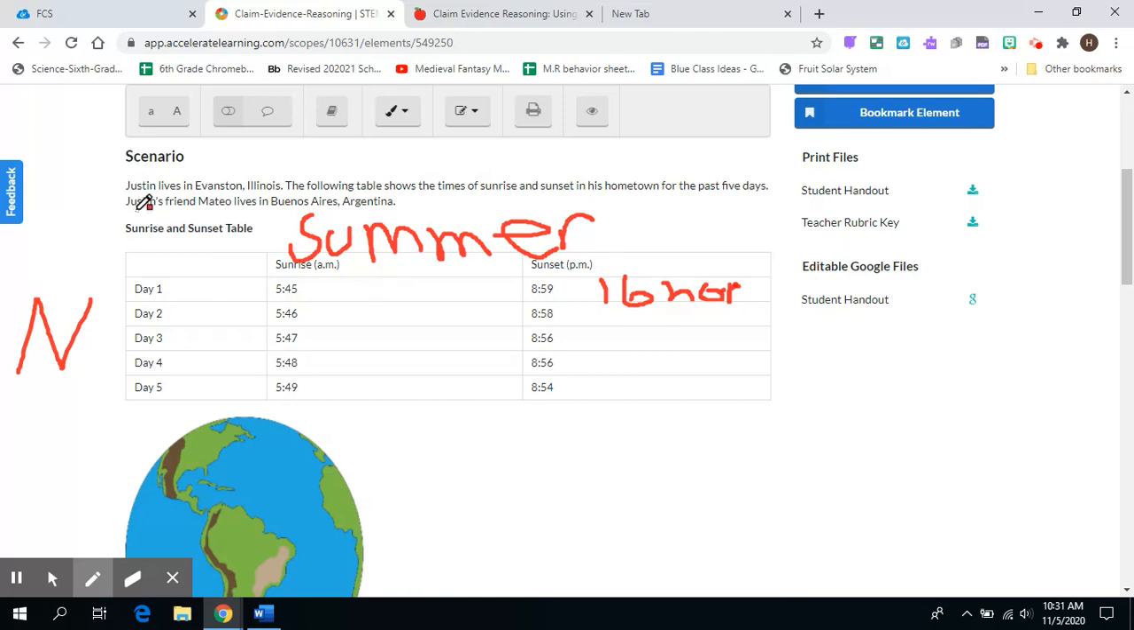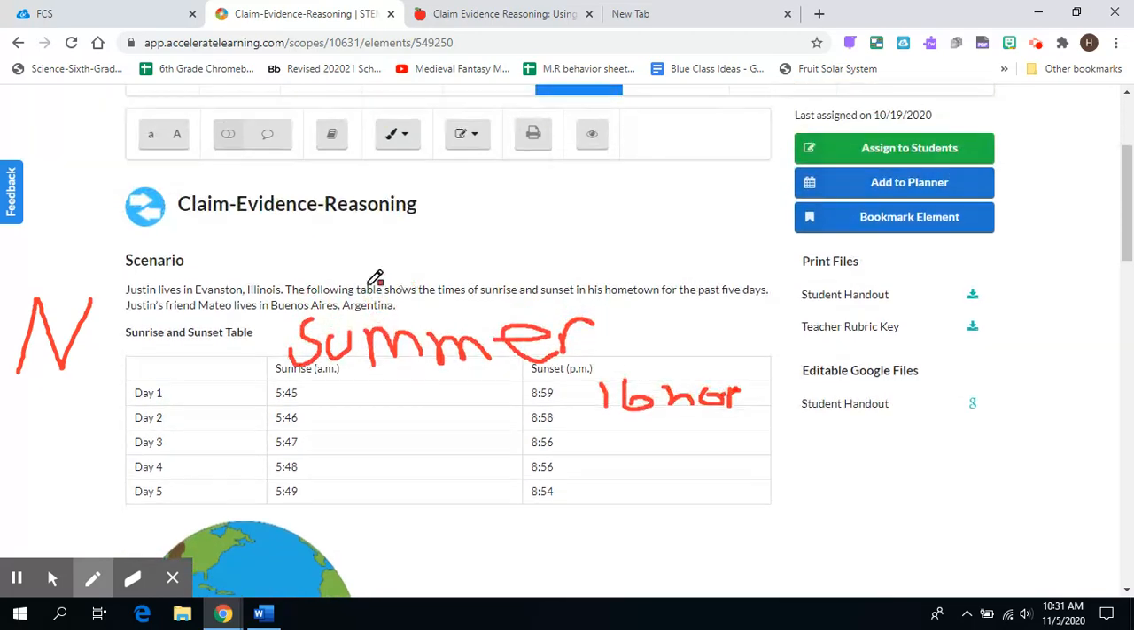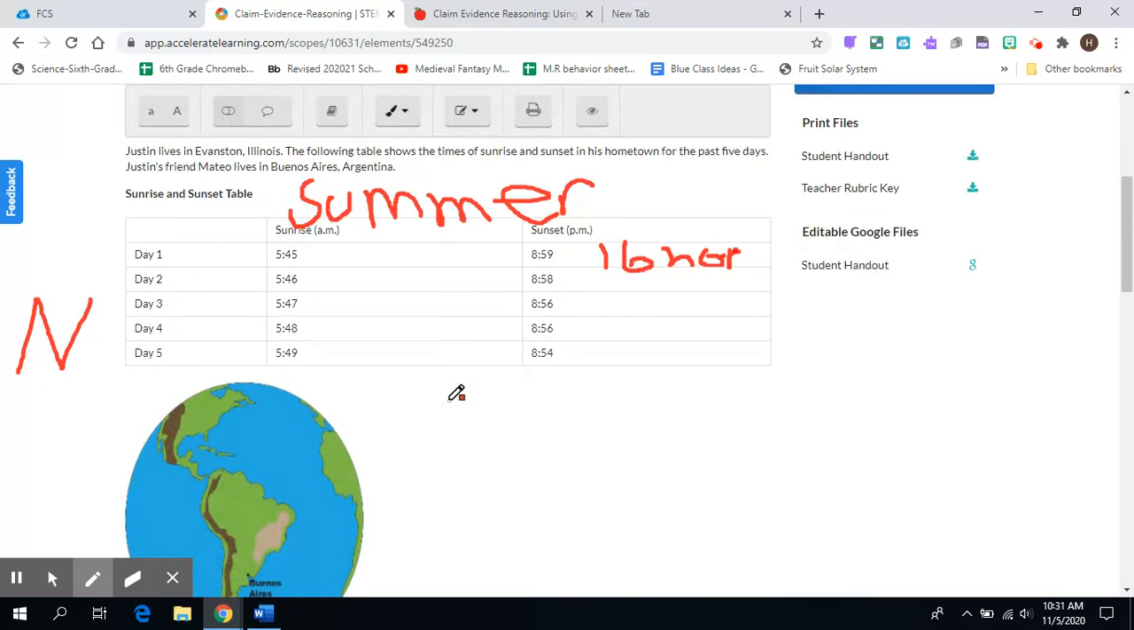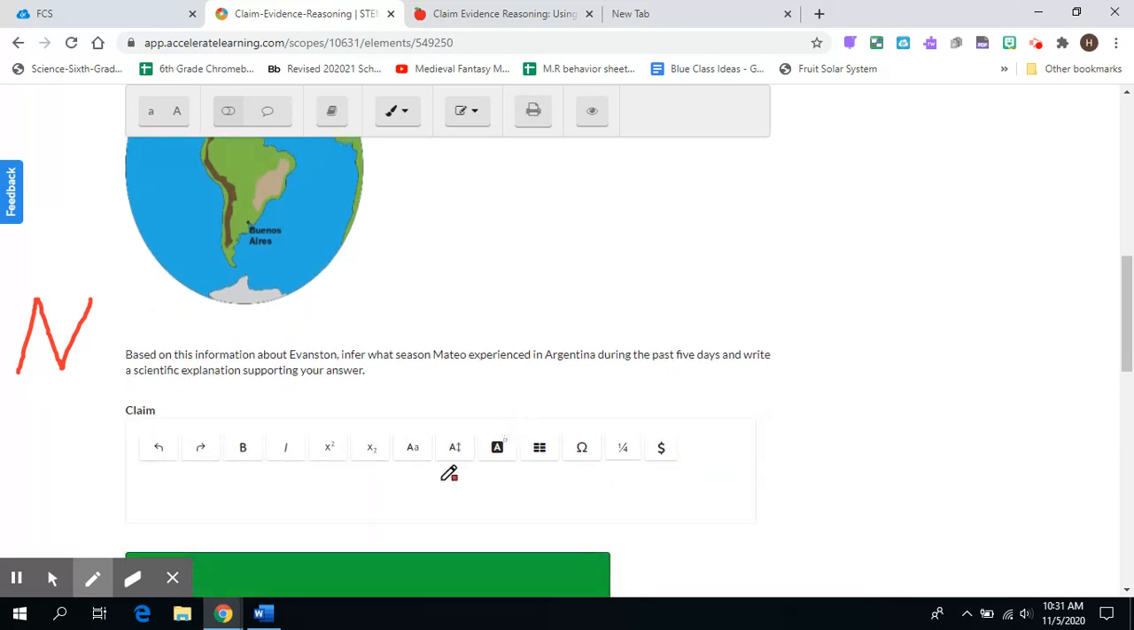All right, but his friend Mateo lives in Buenos Aires, Argentina. So if you scroll down here, you're going to see Buenos Aires is in the southern hemisphere, okay? So Mateo lives in the southern hemisphere. That's important to know. Based on this information about Evanston, infer what season Mateo experienced in Argentina during the past 5 days.